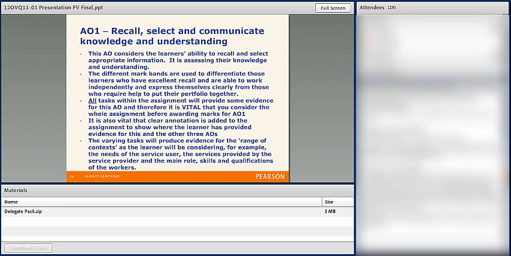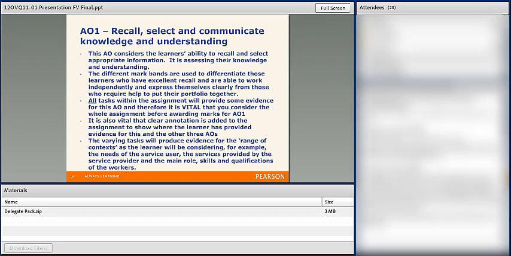The varying tasks will also produce evidence for the range of context. So this is something that I get a lot of questions on, because many assessors feel that learners have to do some sort of comparison between their service provider and another service provider to provide a range of contexts. But in fact, the tasks themselves provide the range of contexts, because they will be showing their knowledge and understanding of the needs of the service user, so that's one context. They will be showing their knowledge and understanding of the services provided by the service provider, so that's another context. They will be providing their knowledge and understanding of the job roles, so that's another context.